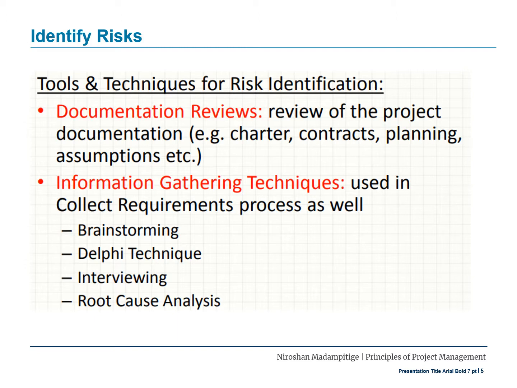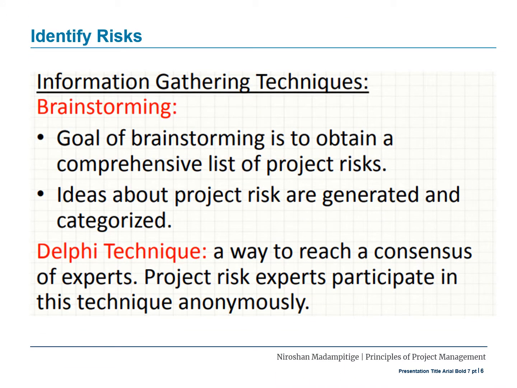You may use different forms of information gathering. Example, brainstorming, Delphi technique, interviewing, root cause analysis. So whatever you use, your intention is to gather as much information as you can collect. Brainstorming is basically aimed at obtaining a comprehensive list of project risks. Ideas about project risk are generated and categorized.